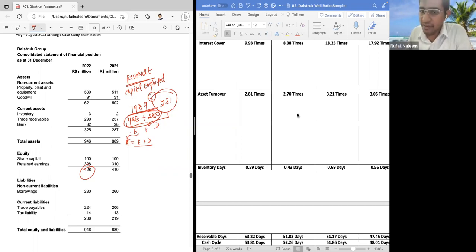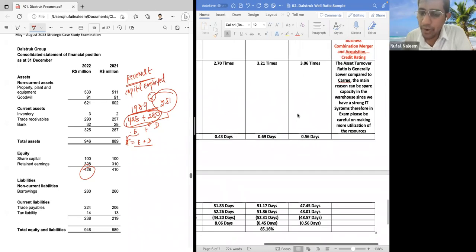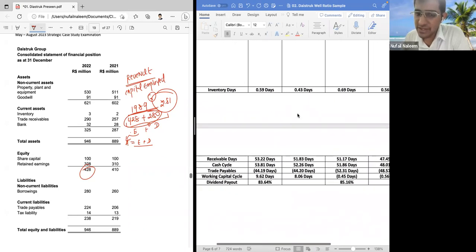Can I get a confirmation from you all in the chat box if the asset turnover point of view is fine from your end, students? Can I quickly get a confirmation? Thank you very much.